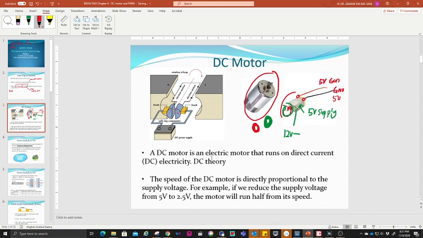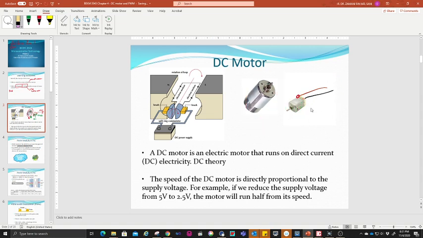A DC motor is an electrical motor that runs on direct current. This is the theory. Now, the speed of the DC motor, the speed of the rotation. Let's say the rating of this motor is 5 volt, so this is a 5 volt motor. If I give it 5 volt and the other side is 0, it is going to turn at the maximum speed that this motor can have.